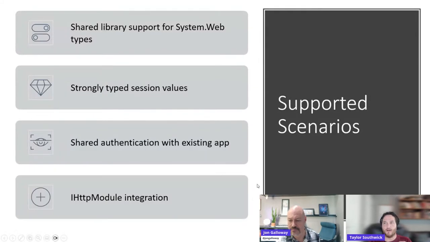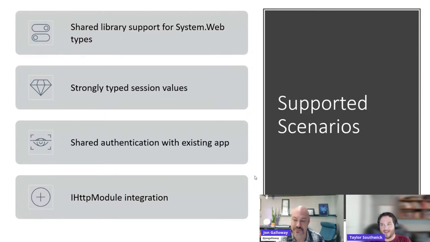And new with version 1.2 that we released a few weeks ago is IHttpModule integration. This is not the IIS IHttpModule. It's more of an emulation layer. So if you have HTTP modules that you can't figure out how to rewrite, we have support now so that you can integrate that into an ASP.NET Core pipeline.